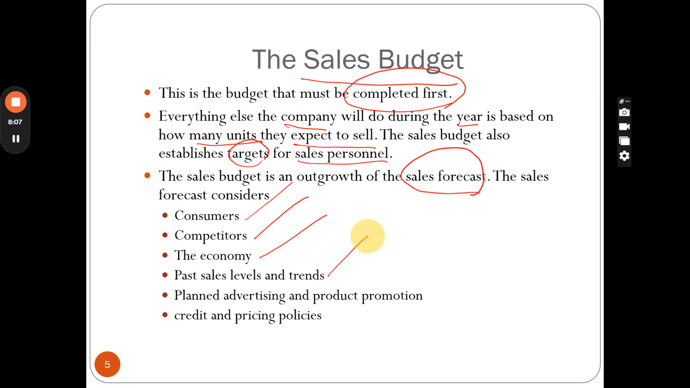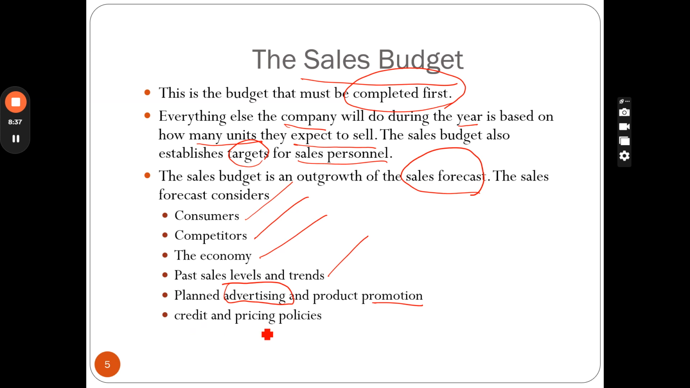And past sales levels and trends. So what were the sales for the past few years, how was the trend, and are you expecting the same trend to be repeated in the future? And also, how much are you going to spend on advertising and promotions? Maybe the more you spend, your sales are going to be more.